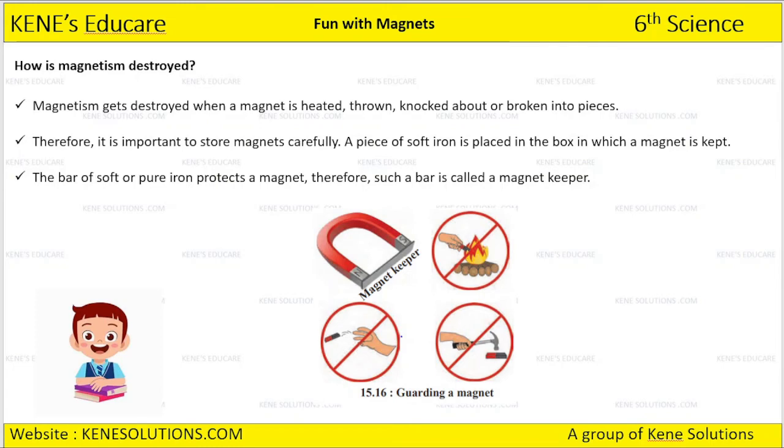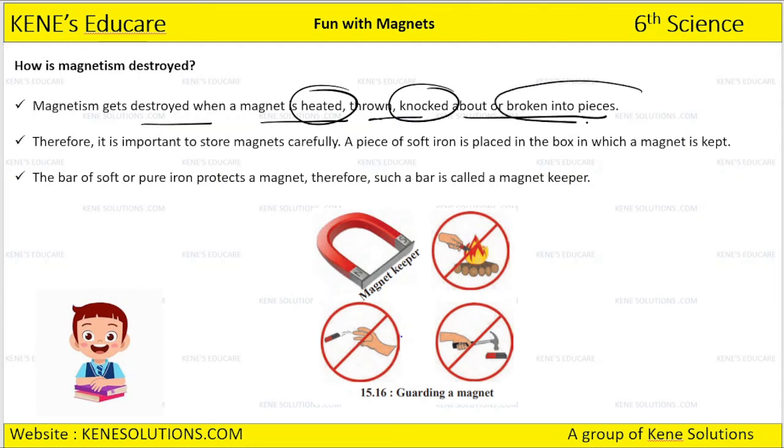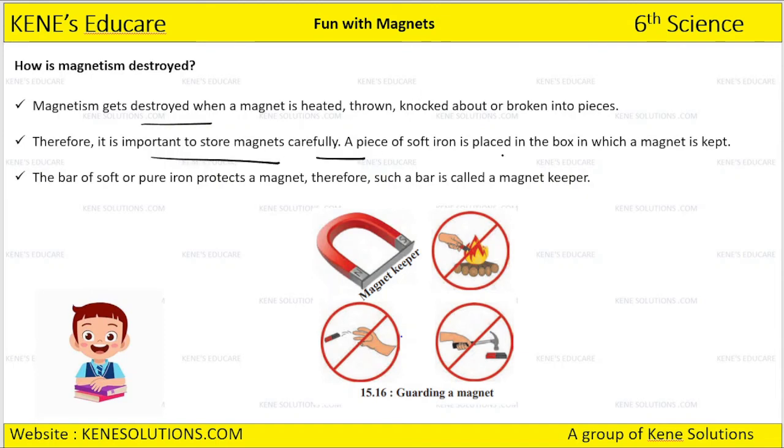Now, how is magnetism destroyed? Magnetism gets destroyed when a magnet is heated, thrown, or knocked about. Okay, अगर हम उसको हीट करते हैं तो मैग्नेट की प्रॉपर्टी लूज हो जाएगी, नॉक करते हैं या फिर if it gets broken into pieces, the property of the magnet will be lost. Therefore, it is important to store the magnet carefully. इसलिए उसको अच्छे से रखना है, उसे हीट नहीं करना, उसे हैमर भी नहीं करना, we cannot throw that magnet anywhere. Okay, and the magnet needs to be stored properly.